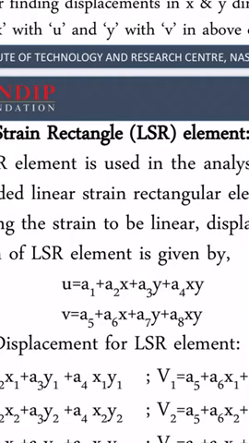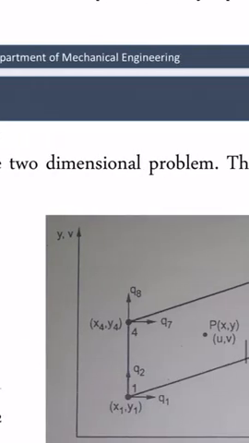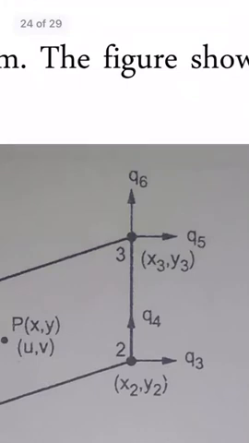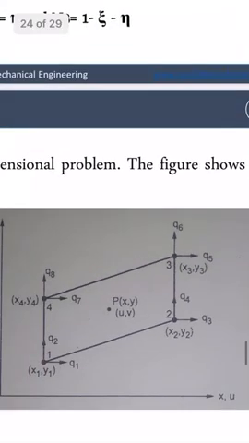Now by using these generalized displacement functions u and v, you can write the nodal displacements. As there are 4 nodes, at each node there are 2 displacements: capital U1 and V1 for node 1, U2 and V2 for node 2, U3 and V3 for the third node, and U4 and V4 for the fourth node.